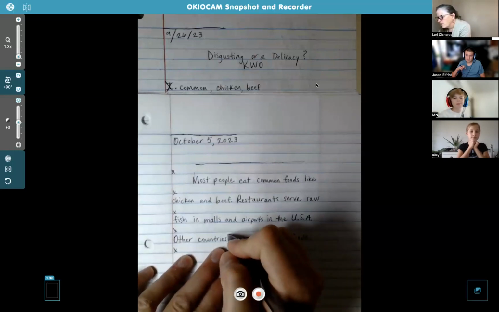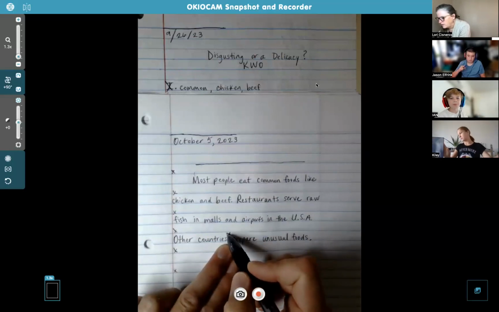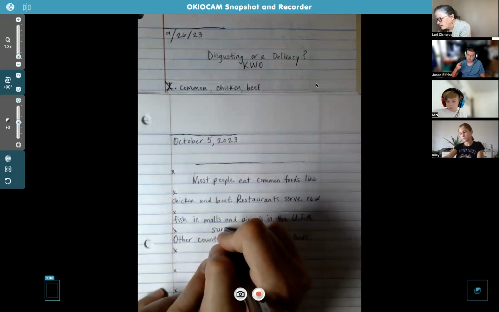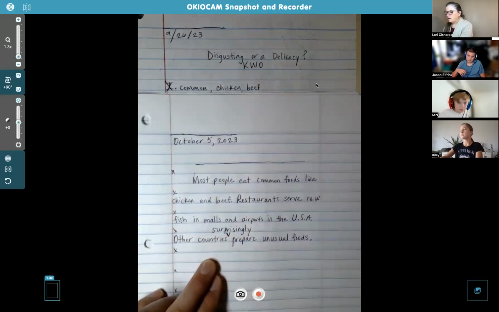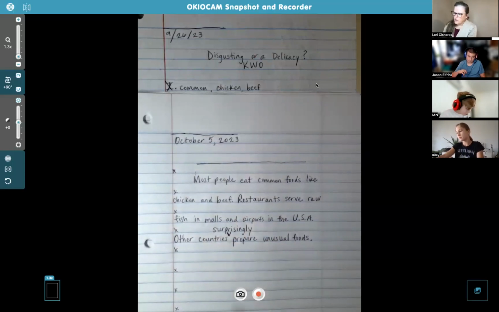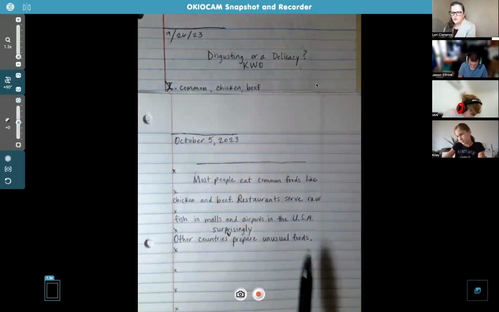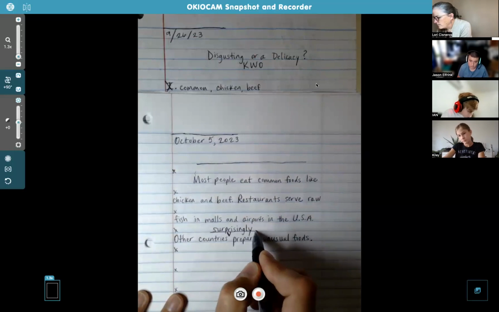So I want you to just go like this and do that little caret symbol I was telling you about. It's like a V shape right here at the top. And then you're going to put surprisingly. That is a big word, but that's where it goes. Other countries surprisingly prepare unusual foods, and then underline it like that.